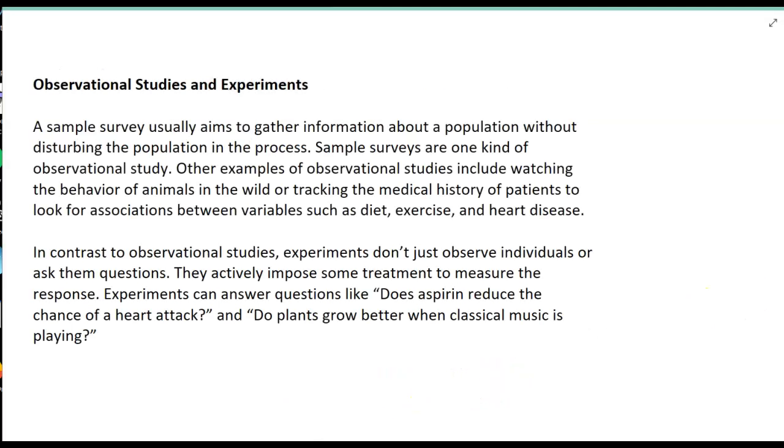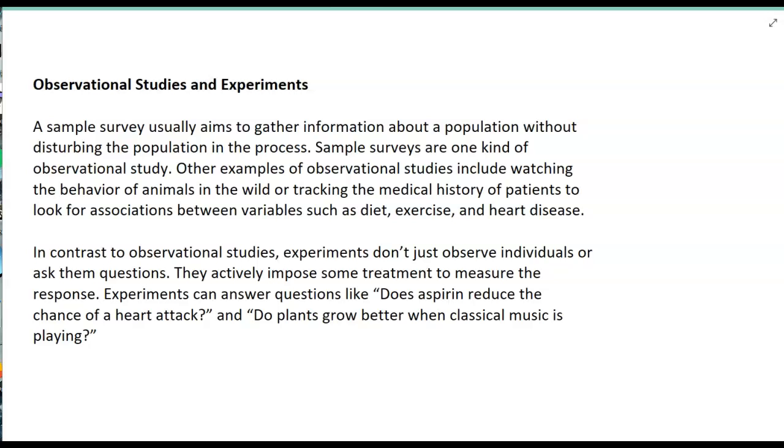Okay, and then finally there are two different ways of getting data. One is from observational studies and the other is from experiments. So with an observational study, you're just getting information from the population without bothering them or asking them to do anything unusual. You're just observing them. Okay? In experiments, you're actually imposing a treatment on the individuals.